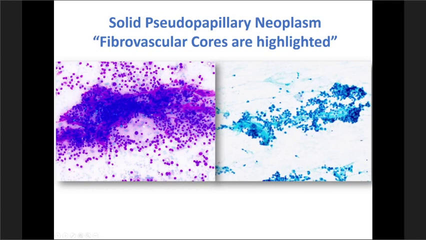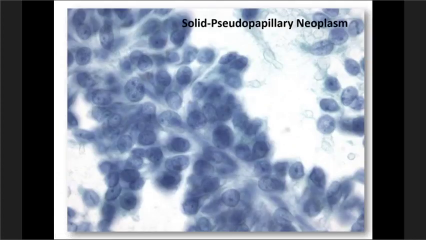The cells themselves are somewhat uniform. There is slight size variation, but by and large, they're giving you that very classic appearance of a solid pseudopapillary neoplasm. This is really a high magnification, where you can see the fibrovascular core. The cells themselves are mostly oval. They have longitudinal grooves. The chromatin is somewhat clear or vesicular, as you would call it. Powdery chromatin. Nucleoli are not very prominent, so this is really how you would diagnose them.